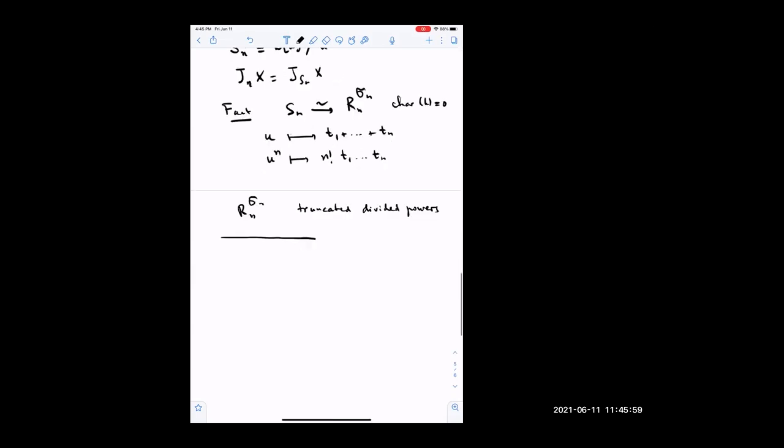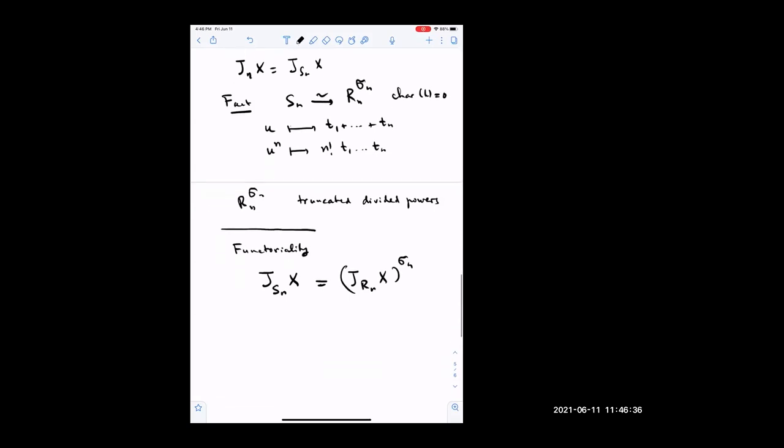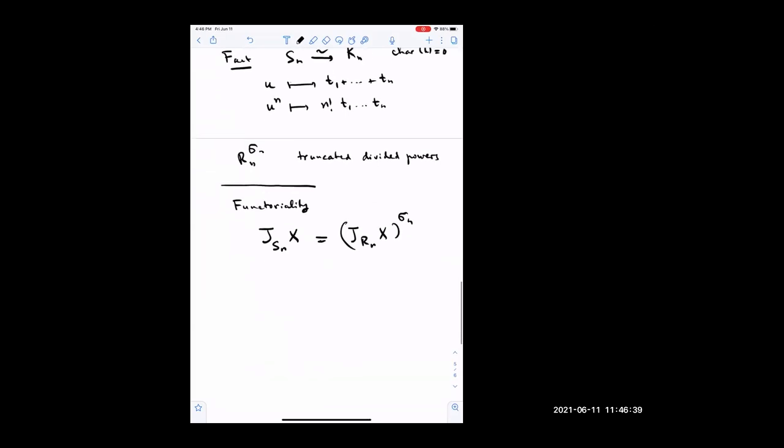And so by functoriality of the jet scheme, you can identify Jn, the Euler jet scheme, the map from spectrum of K[u] divided by u^(n+1), spectrum of Sn, into X, with the usual jet scheme J Sn of X, which can be identified with the fixed points of Sn in the n-fold tangent space. So this is the first observation. I will use it to do the construction called the formal flow.